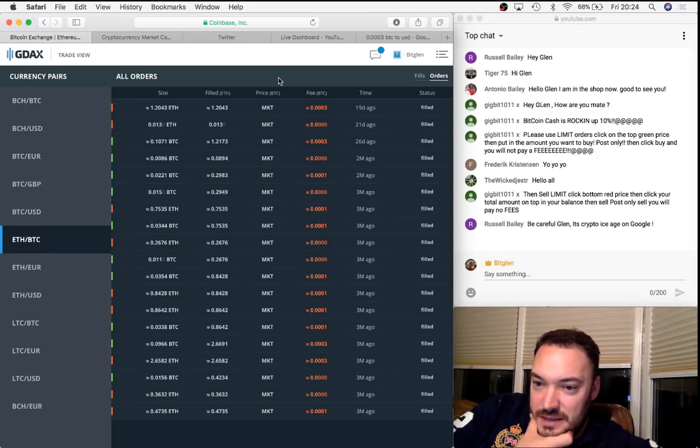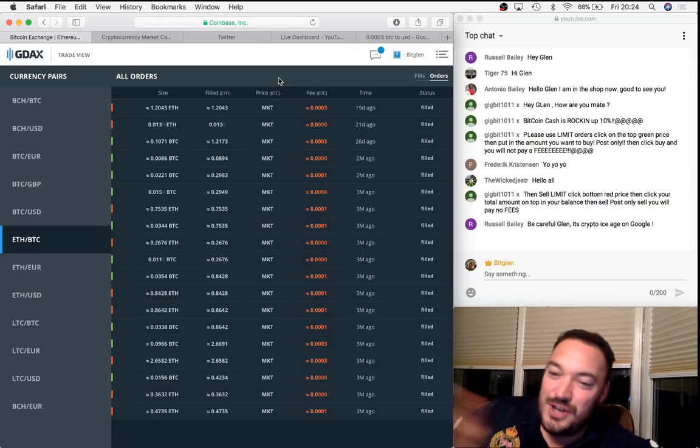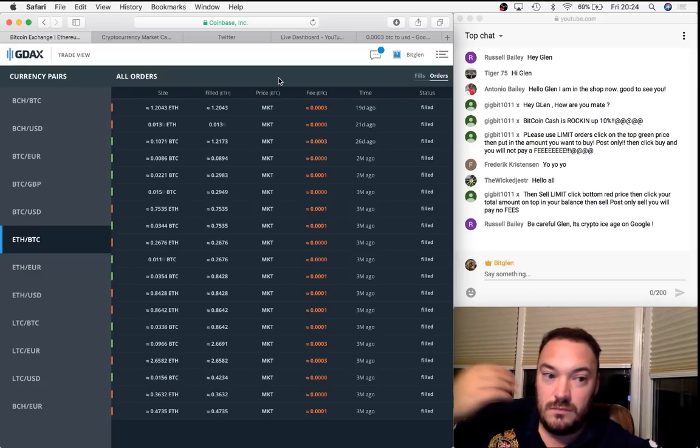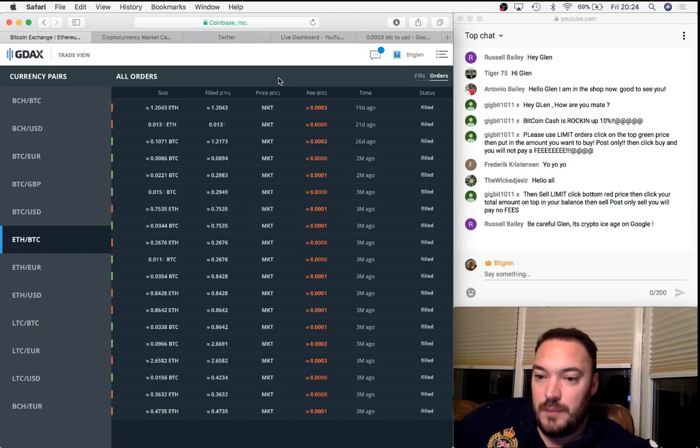Gigabit says, then sell limit, click bottom red price, and then click your total amount on top in the balance, then sell post only. I know when you're typing that, Gigabit, you're probably thinking it makes complete sense, and I get what you mean. I understand roughly what you mean, but to someone new, obviously it sounds quite advanced. Be careful, Glenn, it's Crypto Ice Age on Google.